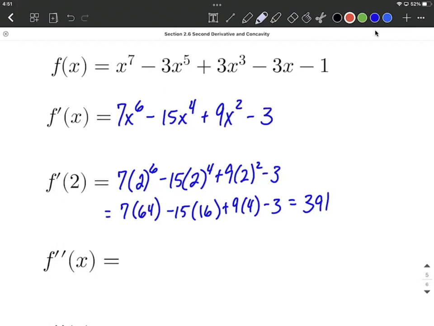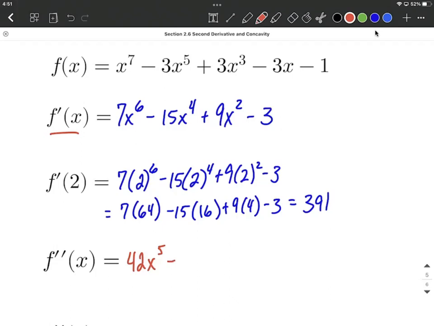All right. Next up, let's find f double prime. So to get the second derivative, we want to use the first derivative and take its derivative again. So again, it's going to be power rule, but we're focused on the first derivative. So 7x to the 6th, as we take its derivative, the 6 comes down, gets multiplied by the 7. We're going to get 42, and then we reduce the exponent by 1, so 6 minus 1 makes 5.